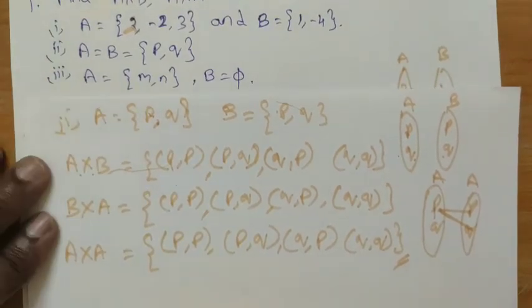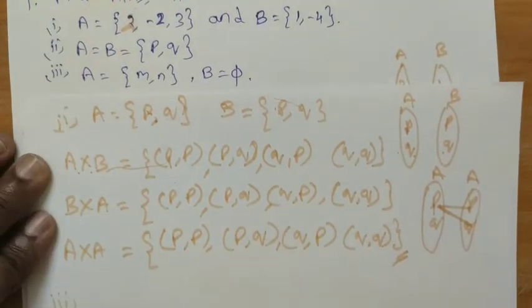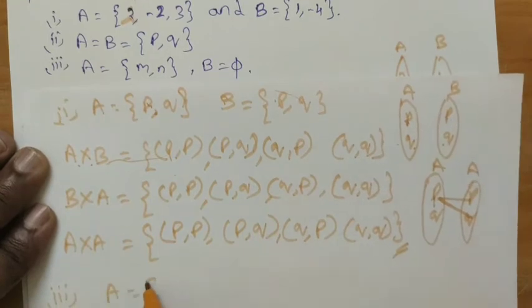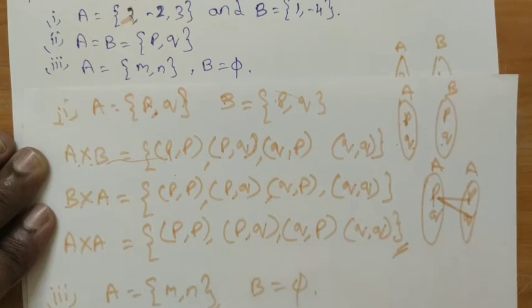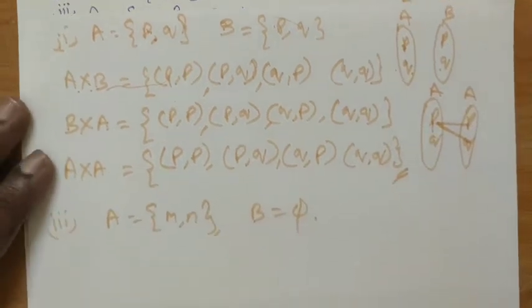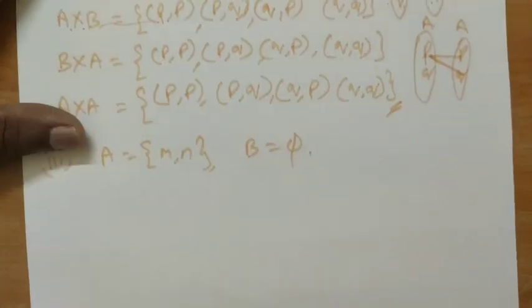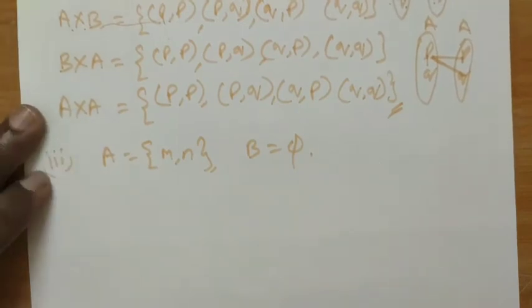The Roman number 3 is given as: the set A is equal to {M, N}, and the set B is equal to pi, the empty set. By the condition, when two sets are given and we have to find the Cartesian product, the two sets should be non-empty, then only we can find it.